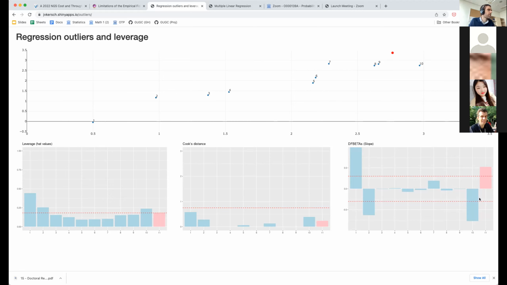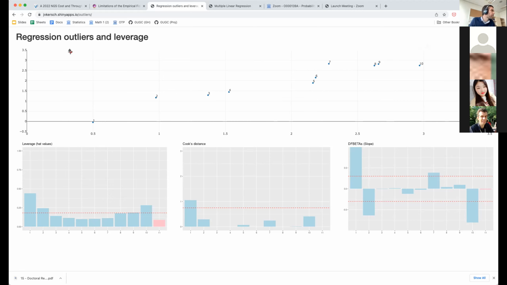And likewise, if we move it to the center of the distribution, then we see now it's definitely not classified as an outlier according to Cook's distance and the DF betas. And now we see the point also has very low leverage because it is close to X bar.